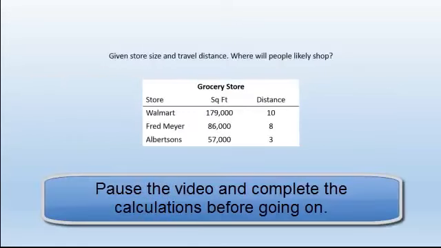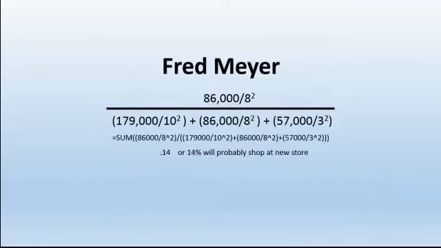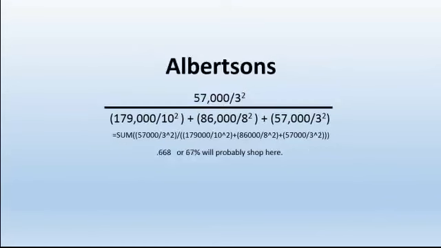Given the store size and travel distance, where do you think people will likely shop? Figure the percentage for each store option before moving on. Did you get 19% for Walmart? Fred Meyer 14%, Albertsons 67%. Double check your figures if you have a number different than what is shown here.